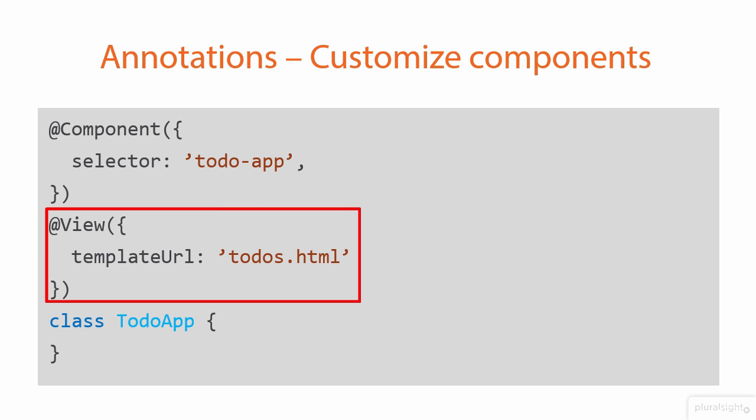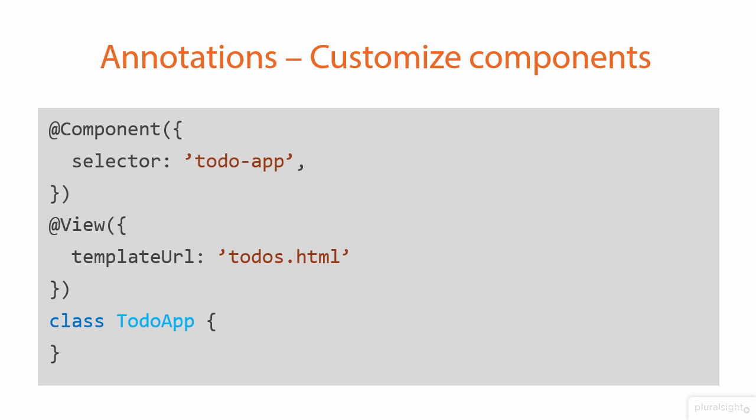The second annotation we see is the view annotation. The view annotation tells Angular where our template for our component lives. So it will do a request and then we'll know that our template is at todos.html. So annotations allow us to customize our components.